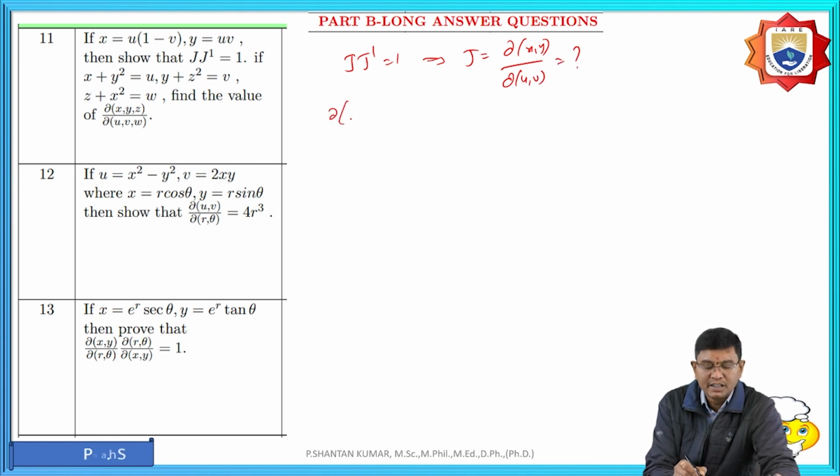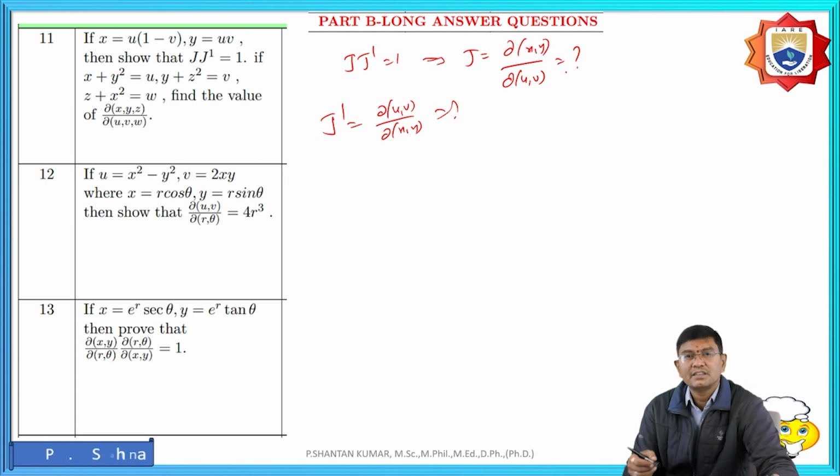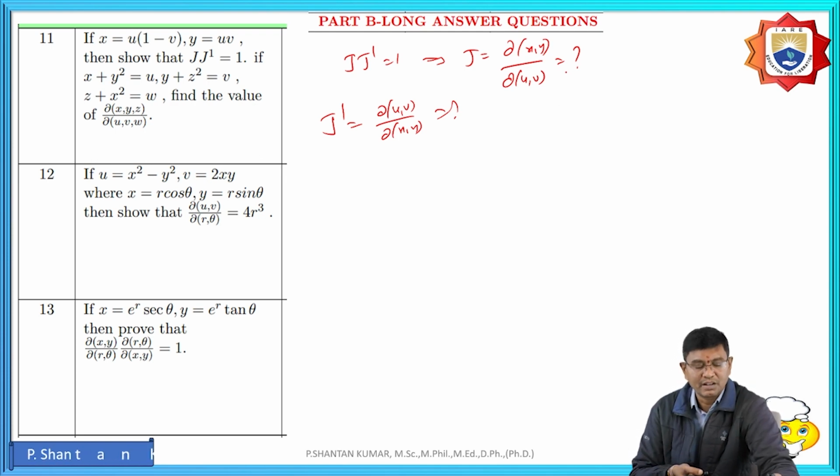And similarly, we need to find that J dash. If possible, we need to convert J dash, which is nothing but ∂(u,v)/∂(x,y). Find the solutions. Whatever we get, these J and J dash are automatically the reciprocals of the values.